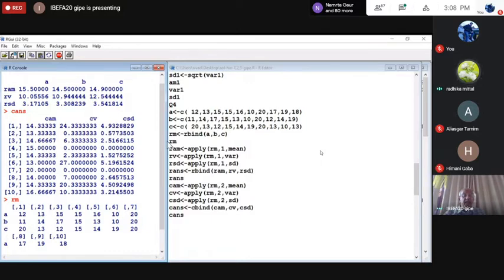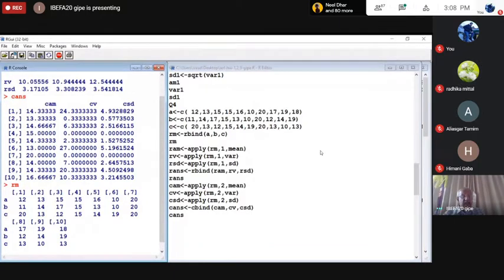Listen. How many columns are there in my matrix? Sir, column is 3, CM, CV, and CSD. RM is the matrix of the original data, isn't it, my student? Yes, sir. In that matrix, how many columns do we have? 10. Okay, sir. So for each column, I'm now computing mean, variance, standard deviation. Clear? Yes, sir.